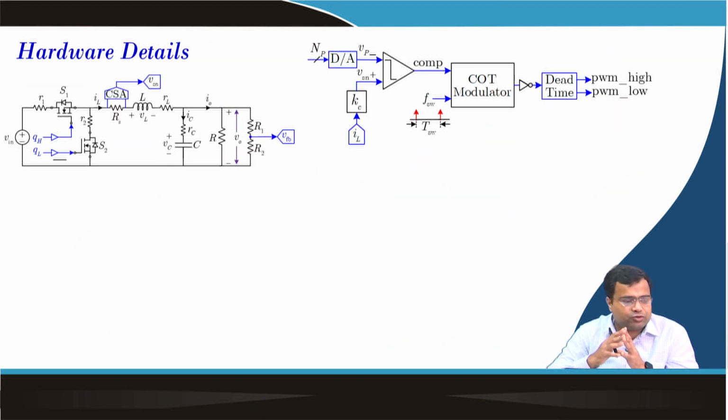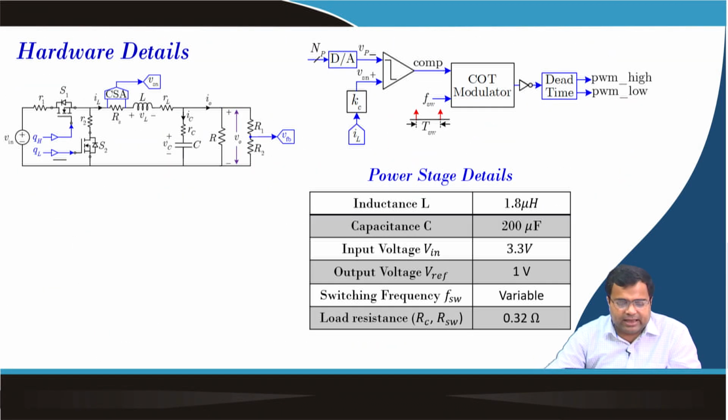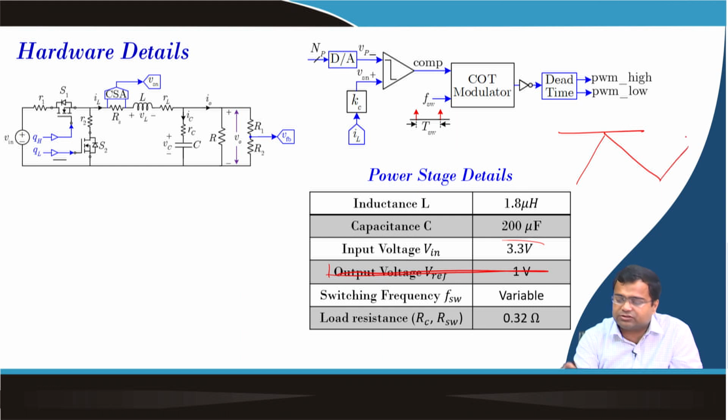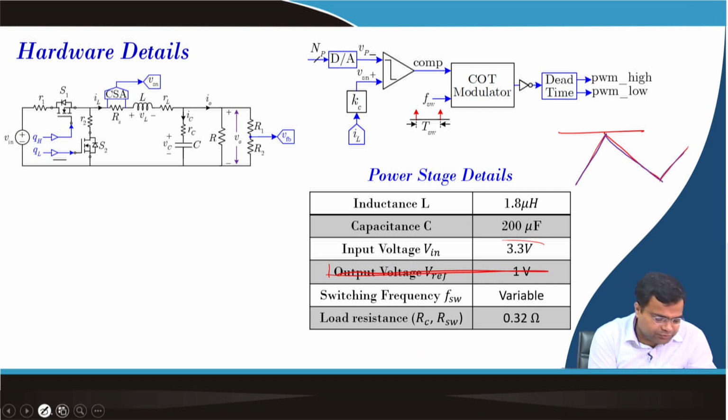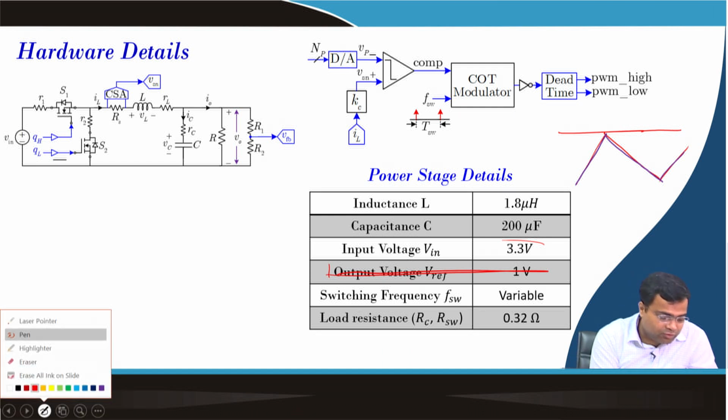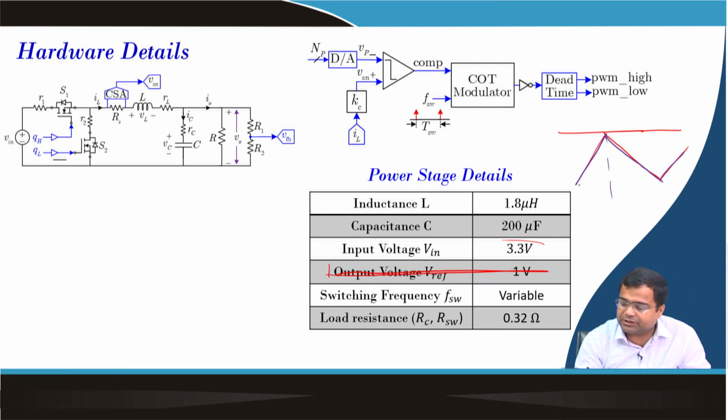So, now we are going to show hardware results. Again, for this hardware result we have considered the same converter, but the input voltage will vary. We are not going to regulate the output voltage, because we are setting a fixed current reference, and it is constant off time control. So, if I show the waveform, this is constant off time control, where we are fixing this time to be off, to be fixed.